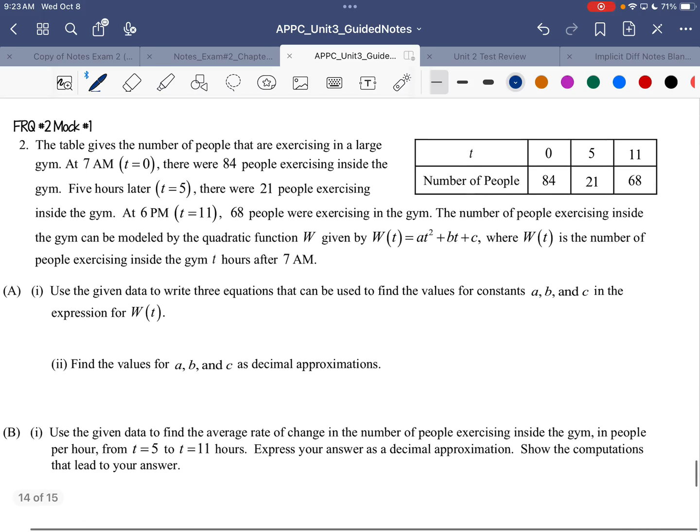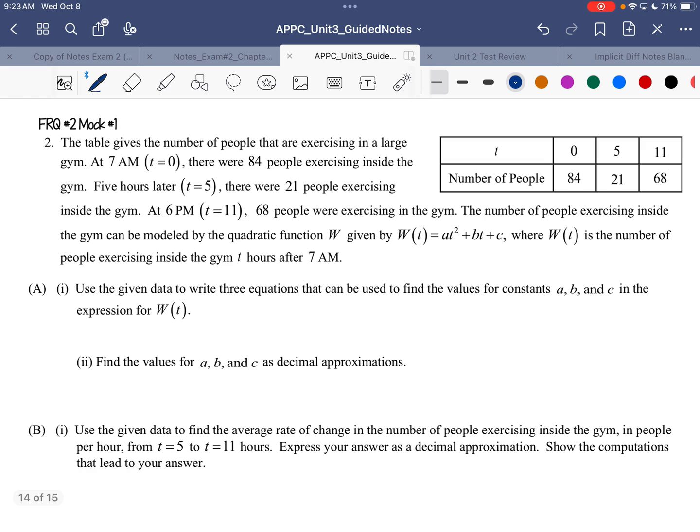All right, here's FRQ 2I. This is what we were doing last class. The table gives the number of people exercising in a large gym. T equals 0 is 7 a.m. when they open. 84 people are inside the gym right when they open. 5 hours later, there are 21 people exercising. At 6 p.m., which is 11 hours later, there are 68 people exercising. The number of people exercising in the gym can be modeled by a quadratic.